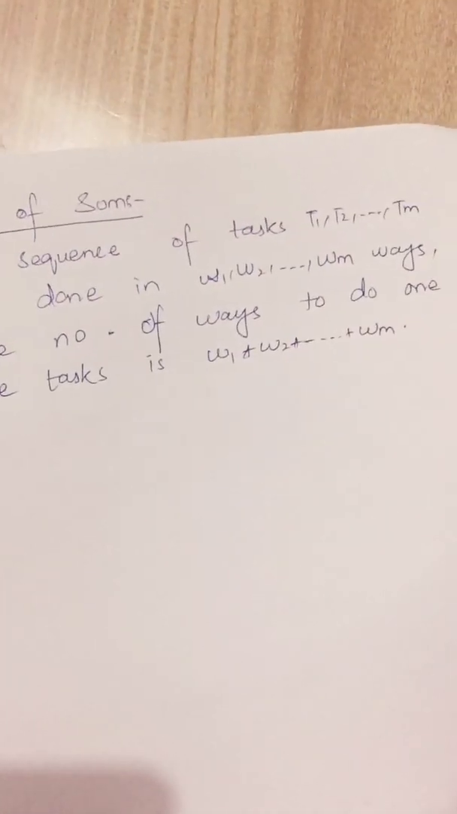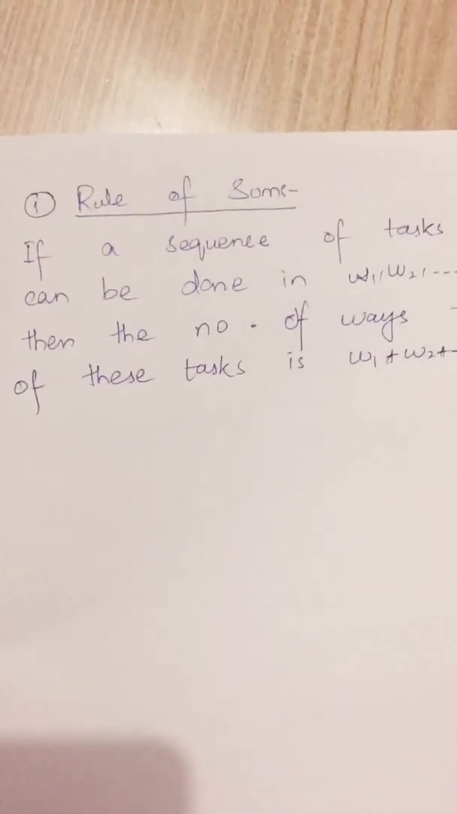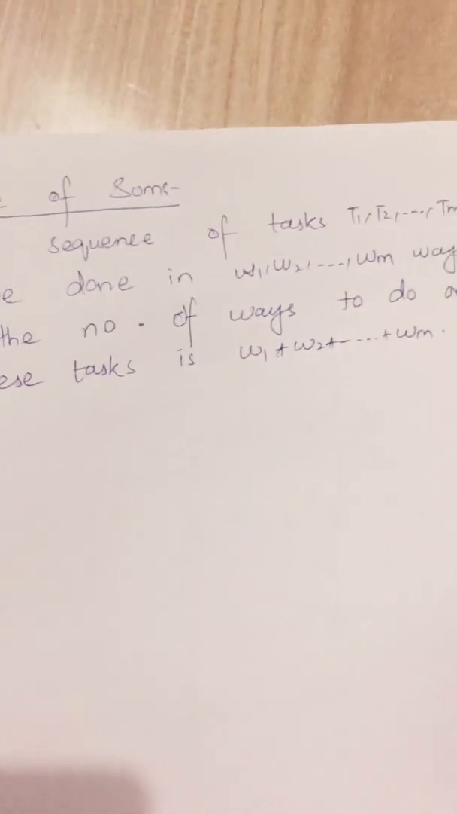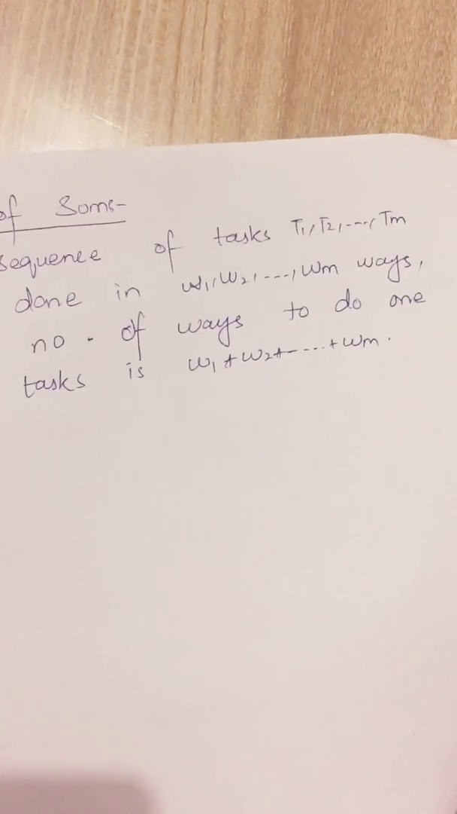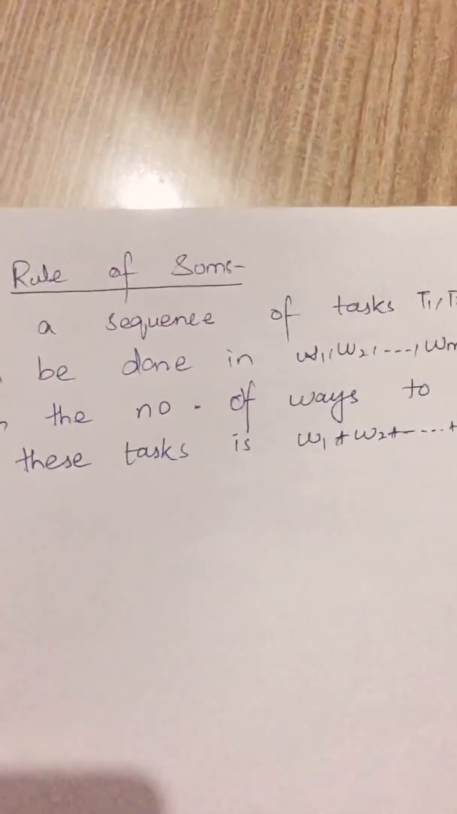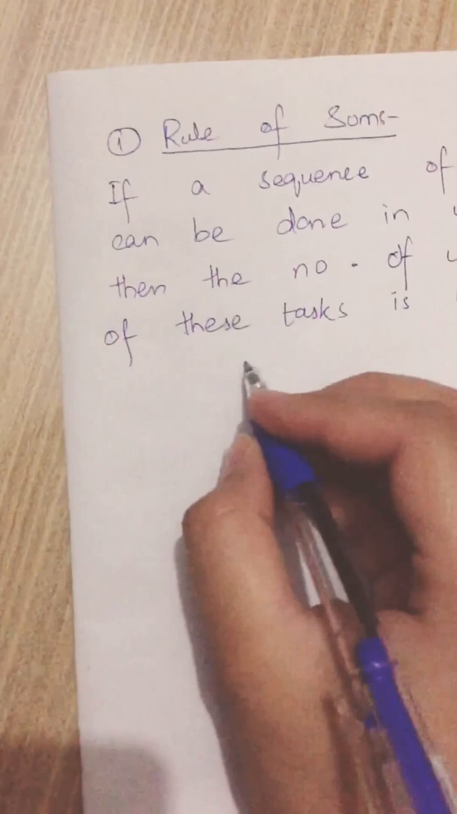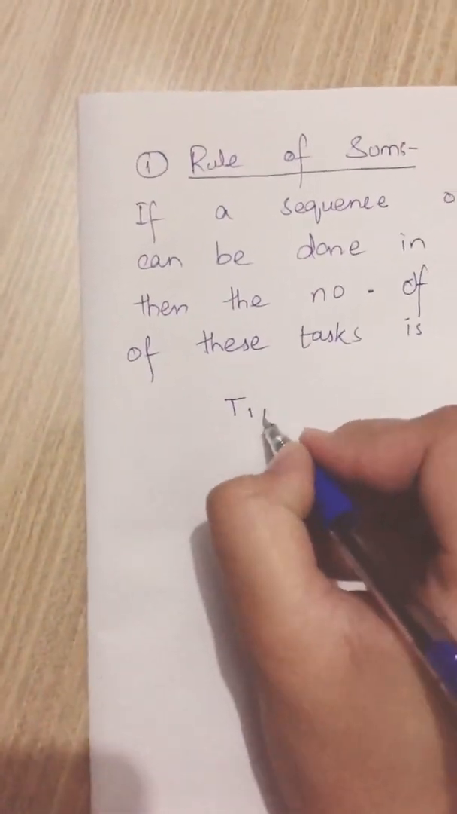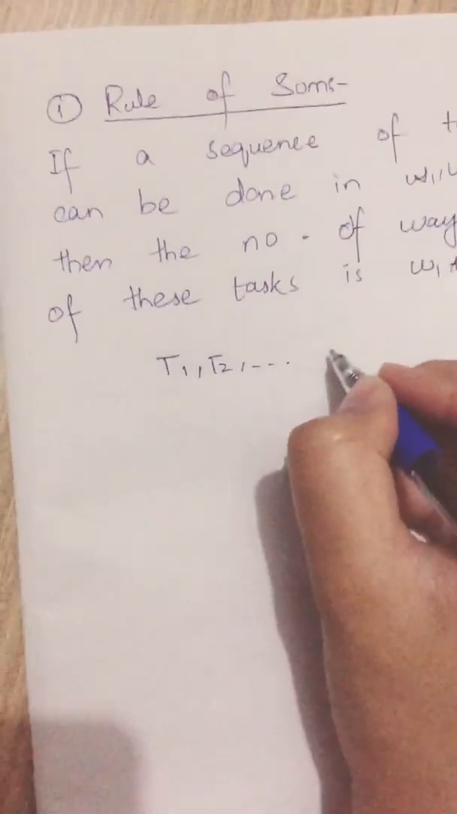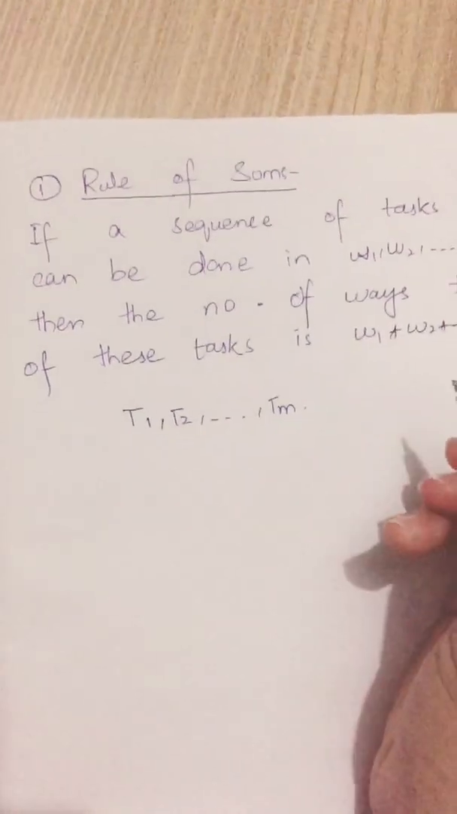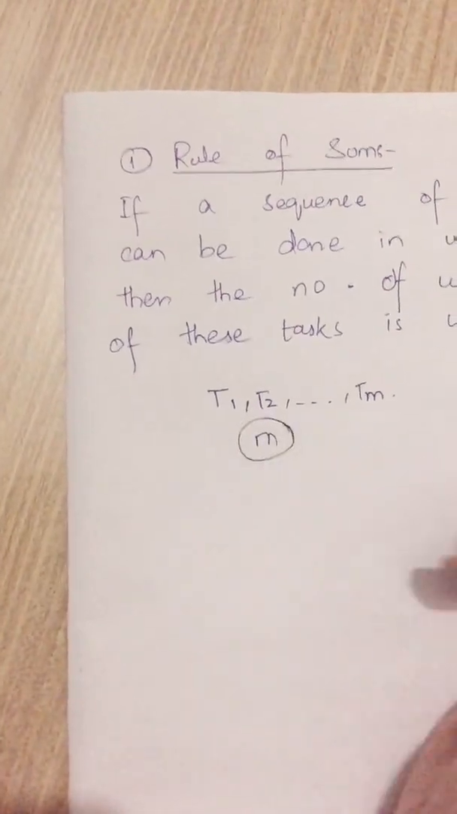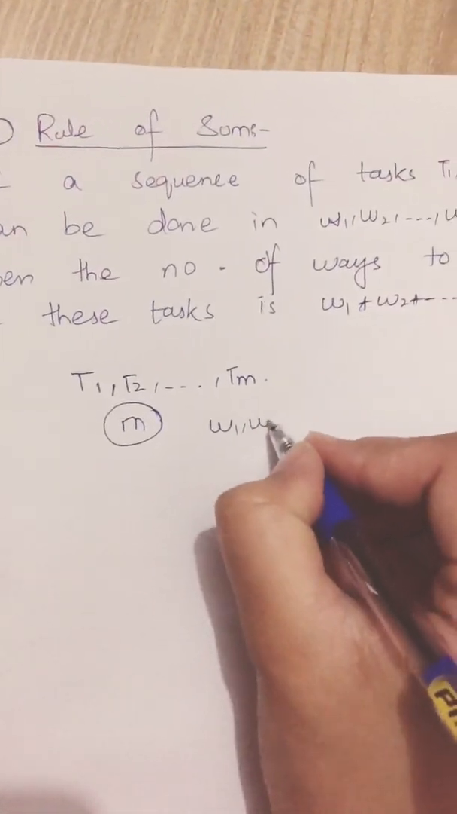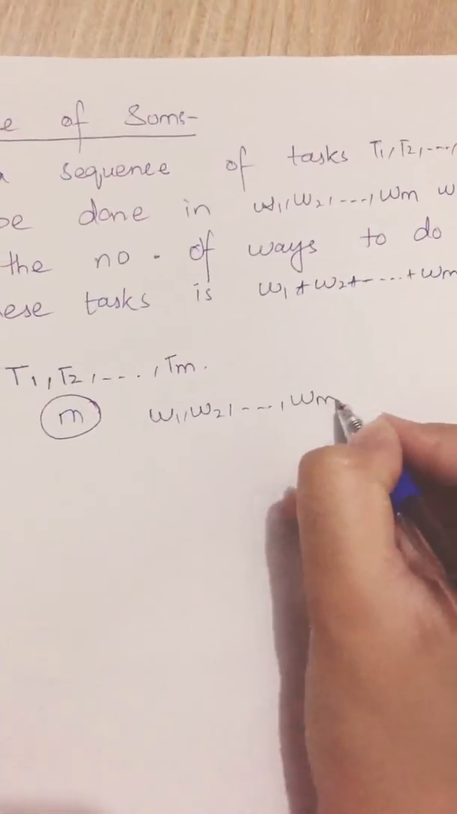If a sequence of tasks T1, T2 up to Tm can be done in W1, W2 up to Wm ways, then the number of ways to do one of these tasks is W1 plus W2 up to Wm. What does it mean? The rule of sum says that if you have a series of tasks T1, T2 up to Tm, and the ways to do these tasks are W1, W2 up to Wm.